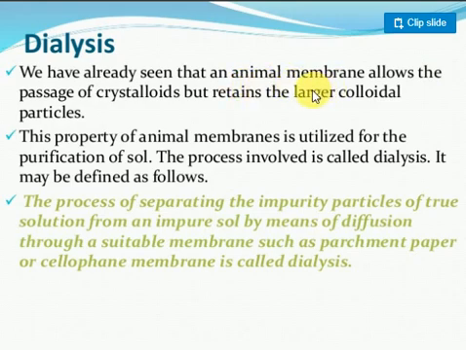Semi-permeable membrane means it allows only one kind of particles. What kind of particles? It allows only electrolyte, not the colloidal particles. The membrane allows the passage of crystalloids and impurities but retains the colloidal particles. Clear? This property of animal membrane is utilized for the purification of sols. The process is called dialysis. It may be defined as the process of separating impurities from a colloidal solution by diffusion through a membrane. It follows the diffusion method only.